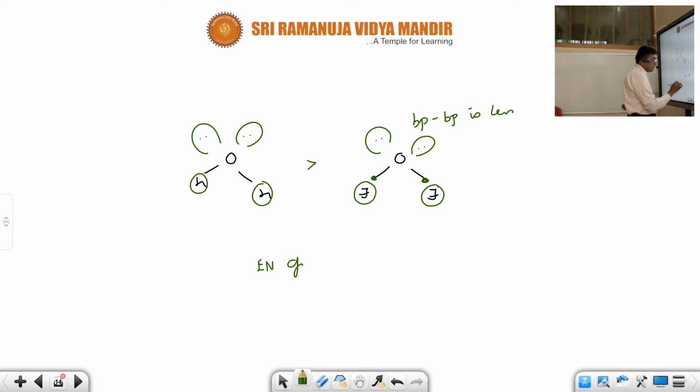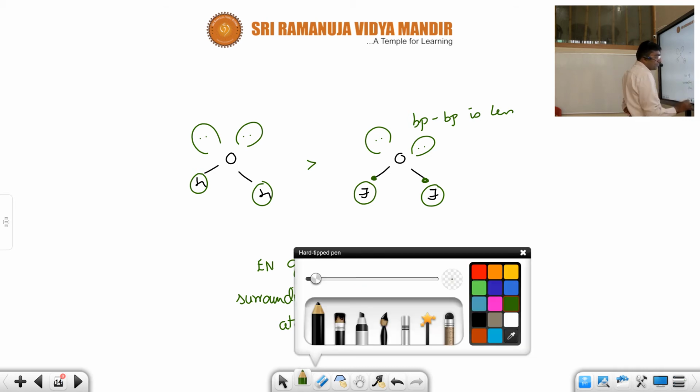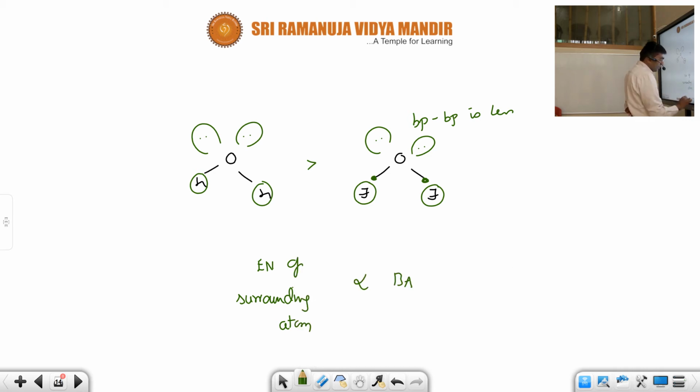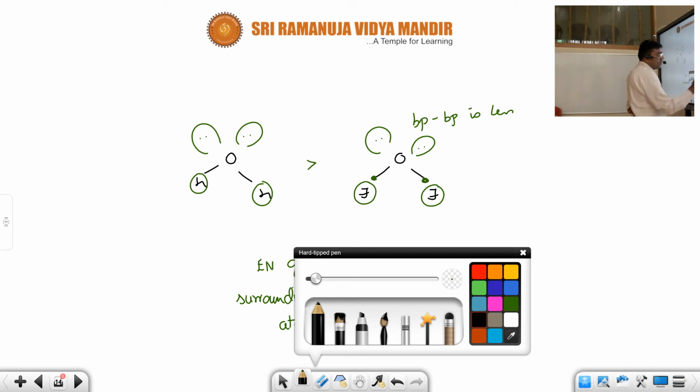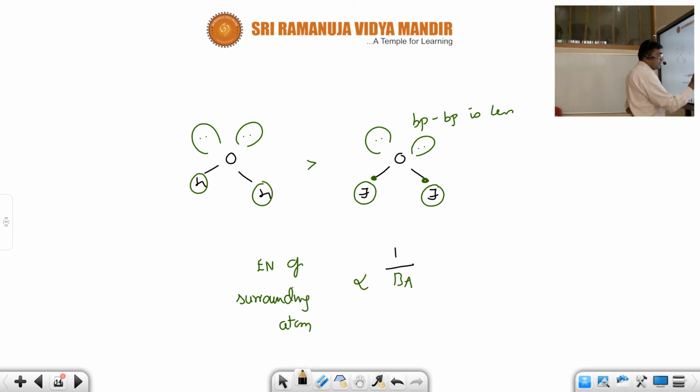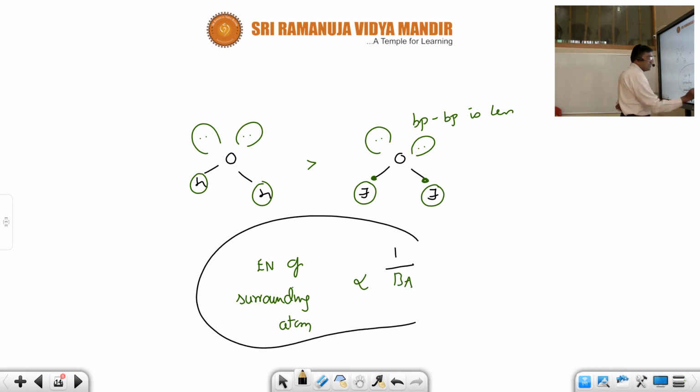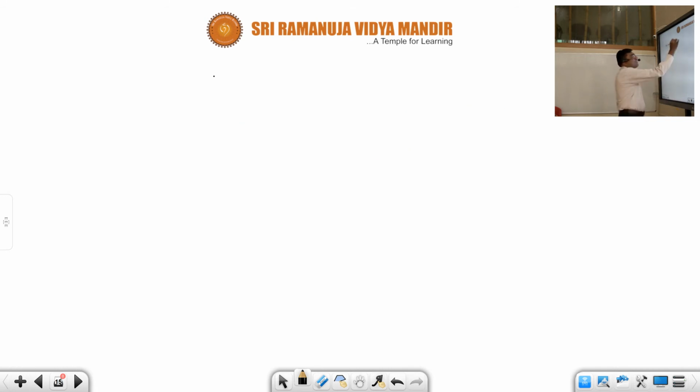So the electronegativity of the surrounding atom is directly proportional to bond angle, or inversely proportional? Sorry, it is inversely proportional to the bond angle. Have a look here. It is inversely proportional to the bond angle. Very, very important. Now there is one exception. I am going to explain the exception case.